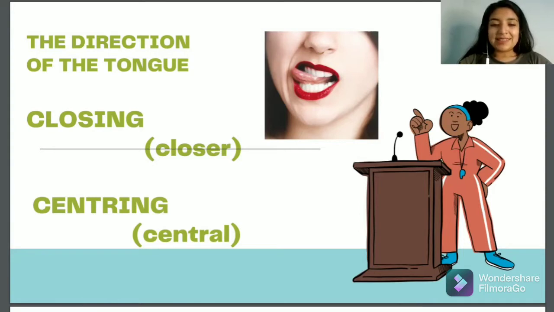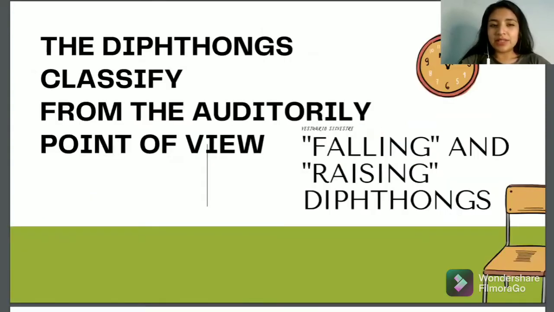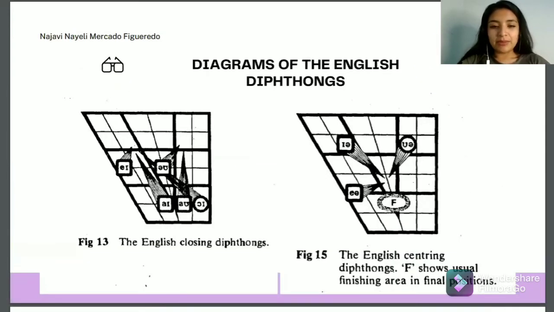Also, in the next slide, we have the diphthongs classified from the auditory point of view. The diphthongs can be classified as falling and rising diphthongs. In the case of the English language, all the diphthongs are generally falling, and some of them are closing. Well, in order to understand this concept better, I am going to show you these two diagrams of the English diphthong sounds.